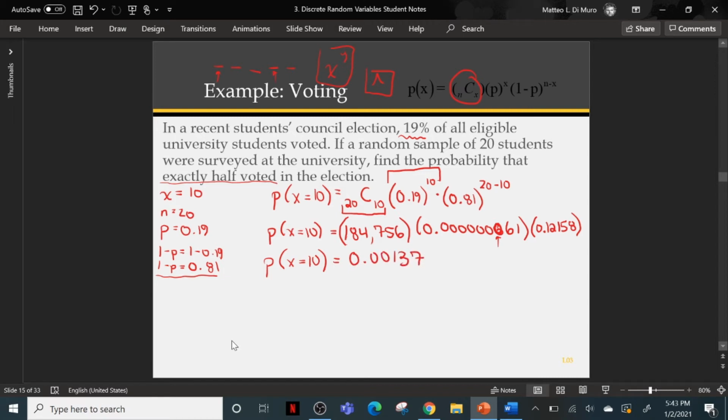0.00137 with some rounding. Or we might round it to 0.0014. Now the question doesn't really talk about what to round it to, so again, we'll talk about rounding later. That's not really our focus this week. So as long as you got the work and all that, you're good. Remember, this is as a decimal, so if you want it as a percentage, multiply it by 100. So when you multiply this by 100, you're going to get 0.14%. Okay, so when there's a 19% chance of people voting, 10 people voting is less than 1% chance, which seems reasonable.